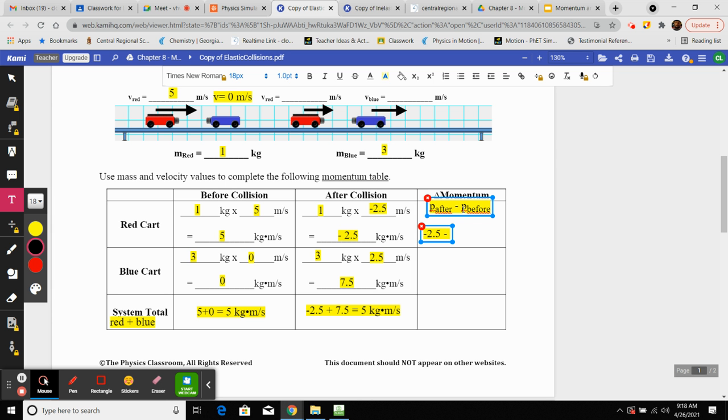So the change in momentum is the momentum after minus the momentum before collision. The momentum after for the red car was negative 2.5, and before the collision it was 5. What does that equal? Negative 7.5 kilogram meters per second. For the blue car, you're doing 7.5, the momentum after, minus the initial, which was 0. So that equals a positive 7.5 kilogram meters per second.